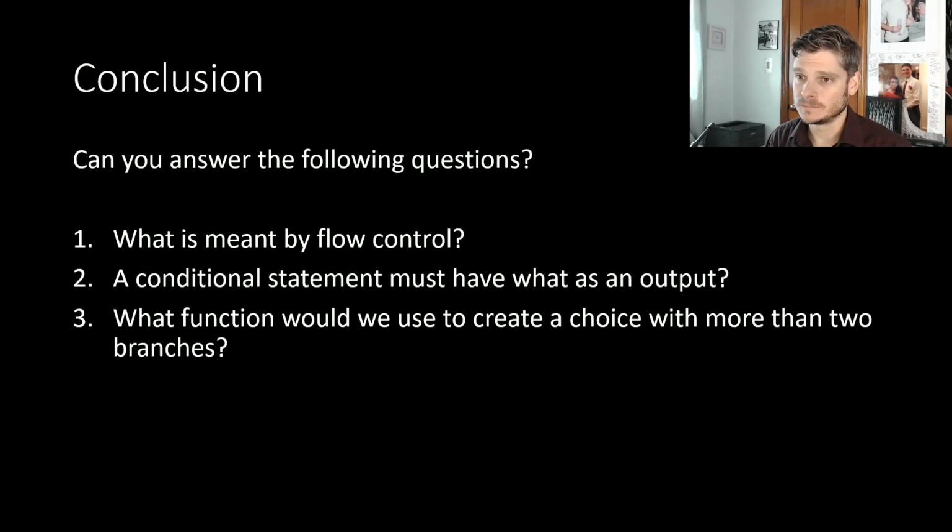So, can we answer these following questions? First of all, what is meant by control flow? What does it really mean? Decision making. Next up, a conditional statement must have what kind of output? All right, what kind of output am I actually getting with my conditional statements? And then lastly, we know we have the if statement. What was that branching statement? If I want to create a choice with more than two branches, if I need more than just an if and more than just an else, what would I put in between to have more options that could also have their own conditions as well? All right. Well, hopefully we can answer all those questions.